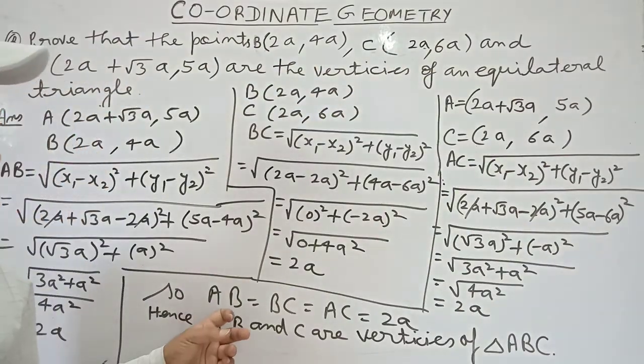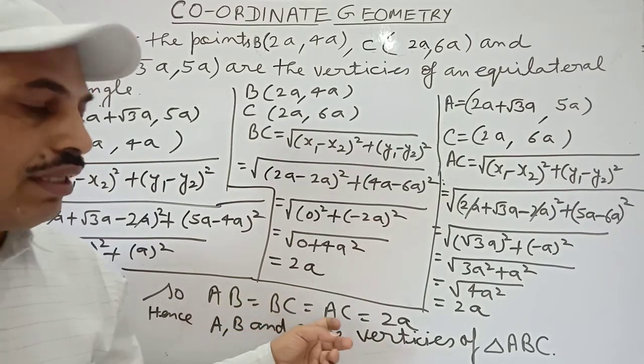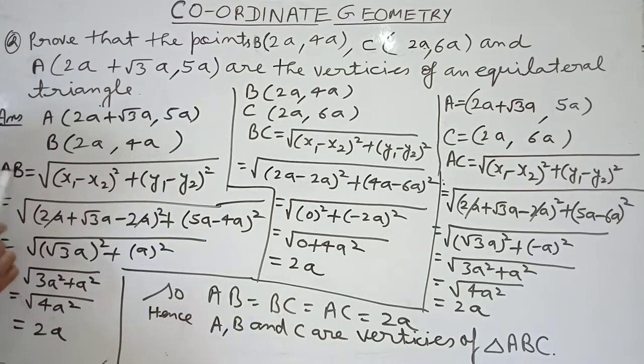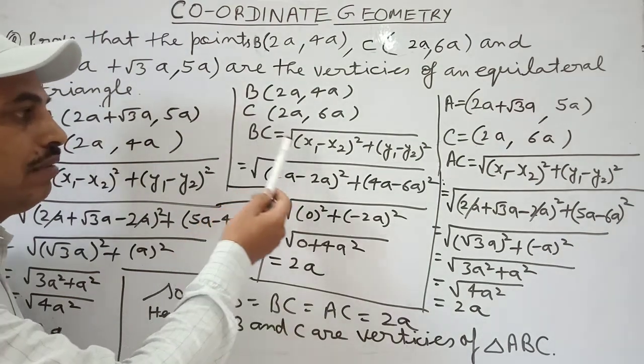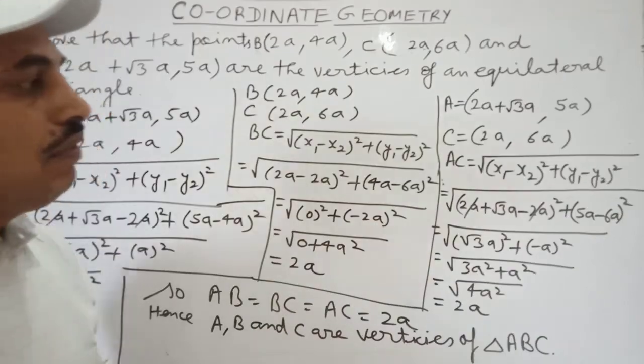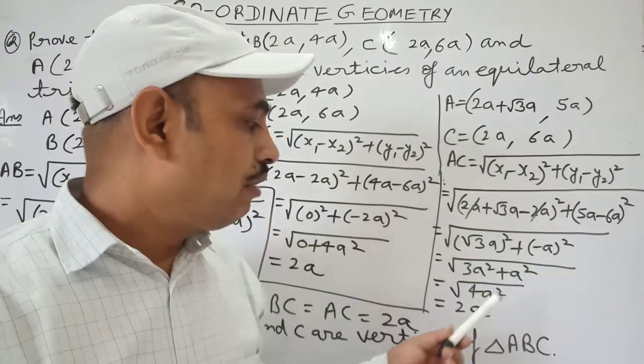So we have to prove that AB equal to BC equal to AC. First we find AB, which is 2a. We find AB by using the distance formula. Then we find BC by using the distance formula, which is also equal to 2a. Then we find AC, which is also equal to 2a.